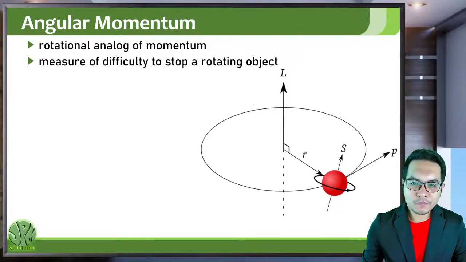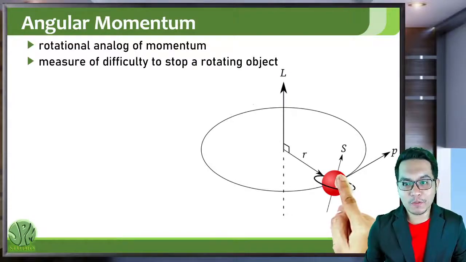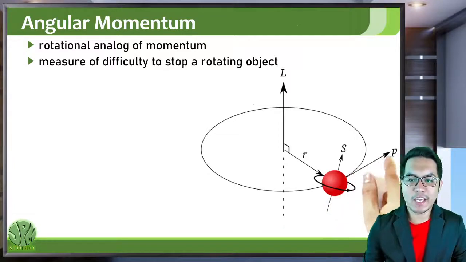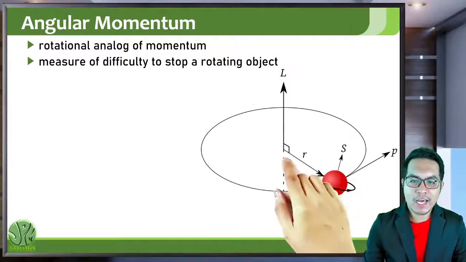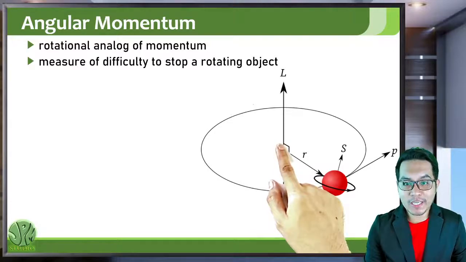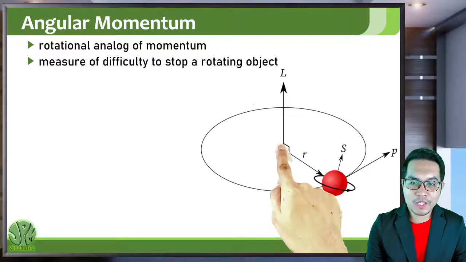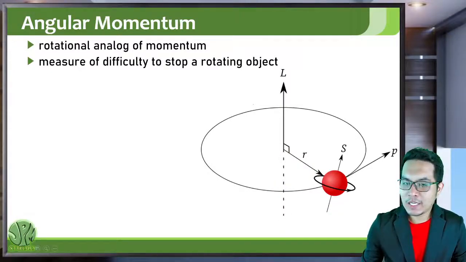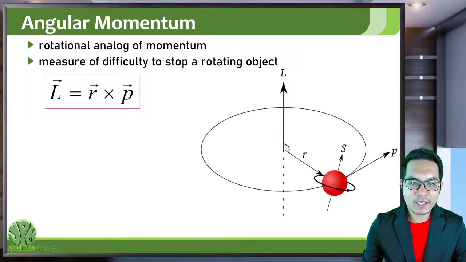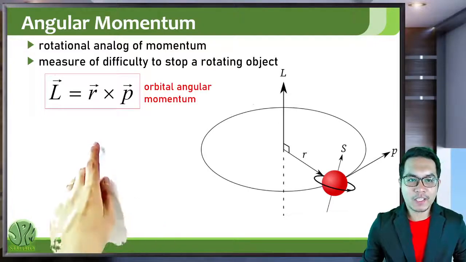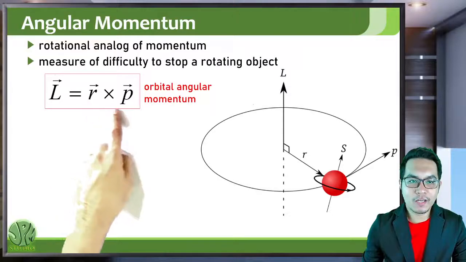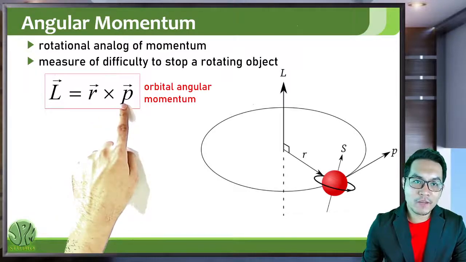So if you have an object with a mass and it's moving with the velocity v in a circle, it has mass and velocity, so it has a linear momentum p, and it's orbiting about an axis of rotation, a distance r from the object. In that case, the angular momentum of that object is given by the cross product of the radius vector r and the momentum vector p.